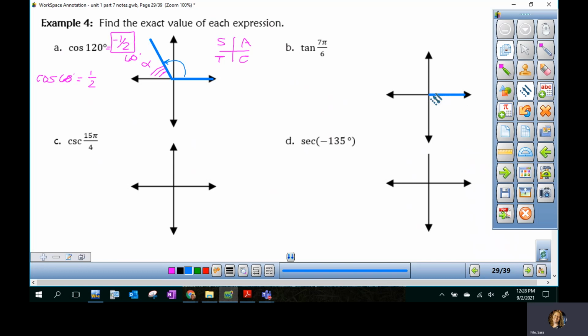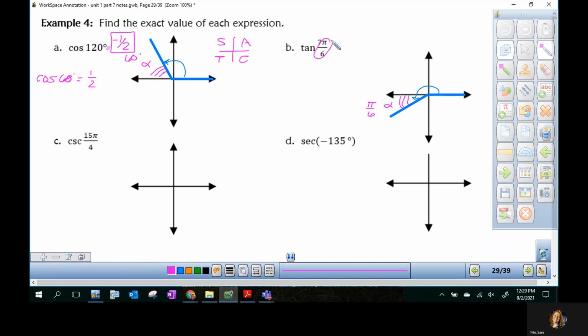Okay, let's do it for B. So 7 pi 6 in radians, half a circle is pi, so that'd be 6 pi 6. So I just go to 7 pi 6. How far past the x-axis did I just go? What's that reference angle? From 6 pi 6 to 7 pi 6? In radians, that's pi 6. If you want to think of it as 30, that's okay. So that's a pi 6th reference angle.